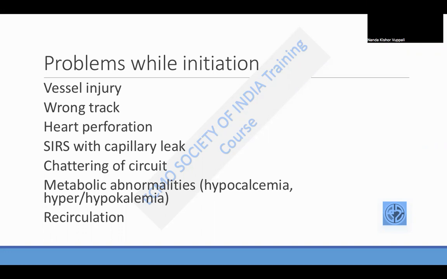Once the patient goes on ECMO, there is a risk of systemic inflammatory response because of the non-endothelial surface of the ECMO circuit. One can then get into capillary leak, and you would need a lot of fluids to fill that capillary leak. If the patient is already septic with capillary leak, going on ECMO may make things worse, and you would need a lot of fluids to compensate.